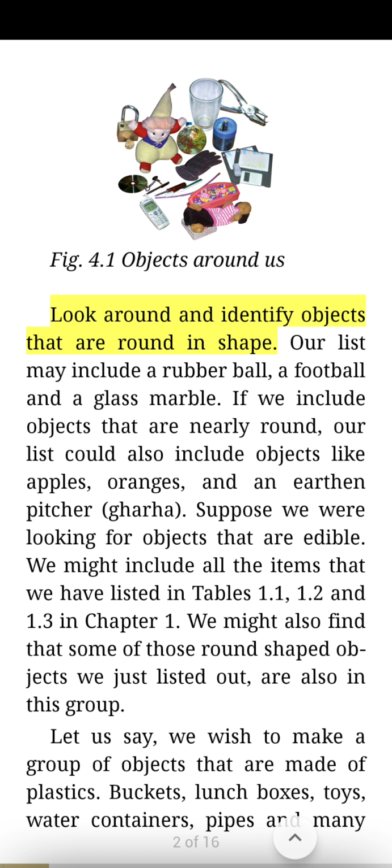Look around and identify objects that are round in shape. Our list may include a rubber ball, a football, and a glass marble. If we include objects that are nearly round, our list could also include objects like apples, oranges, and an earthen pitcher, Ghara. Suppose we were looking for objects that are edible. We might include all the items that we have listed in tables 1.1, 1.2, and 1.3 in chapter 1. We might also find that some of those round-shaped objects we just listed out are also in this group.